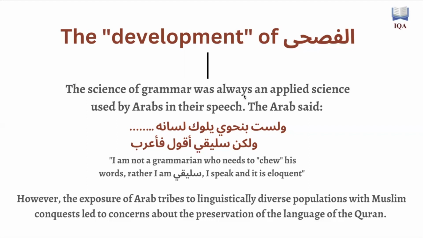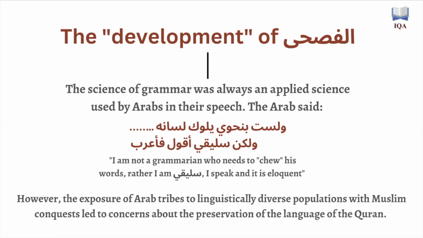When did the science of grammar and the Arabic language become a science that is taught and studied from a theoretical standpoint, and not just part of the very nature of the people who speak it? This happened when the exposure of Arab tribes to linguistically diverse populations with Muslim conquest led to concerns about the preservation of the language of the Quran. So the study of grammar, the theoretical study of the Arabic language, and its codification and standardization happened with Muslim conquests.